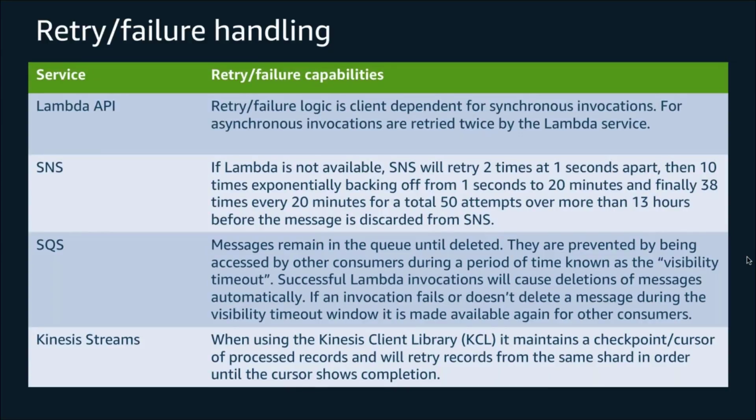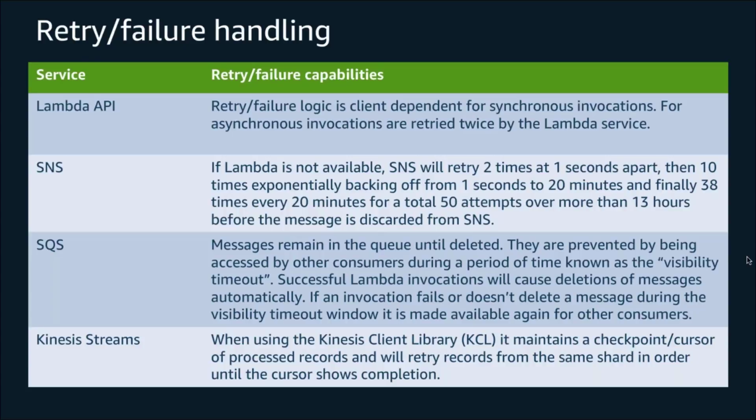So talking here now about retry and failure handling, even though we touched upon this in a couple of the previous slides, retry and failure logic is client dependent for synchronous invocations for the Lambda API. So if you're doing any coding of the client yourself against the Lambda API, you're going to have to be cognizant of how you want to handle failures and retries. For example, API Gateway does not do any retrying on your behalf. It simply passes back that there was a failure in the API call, and then it's up to your client logic how you'd want to handle that going forward.